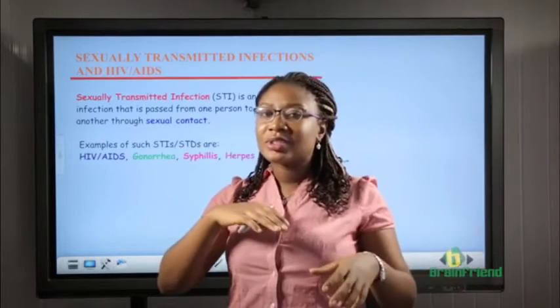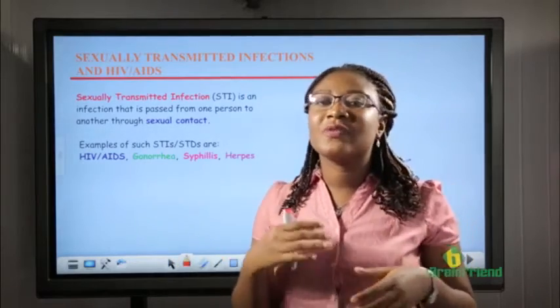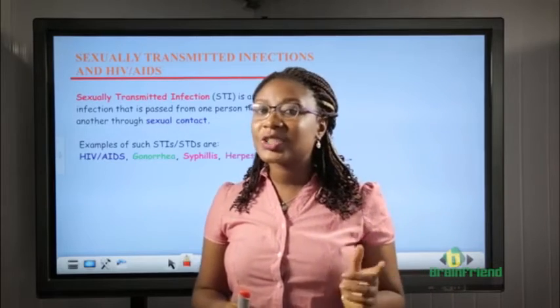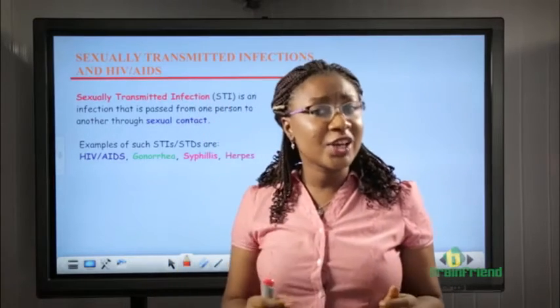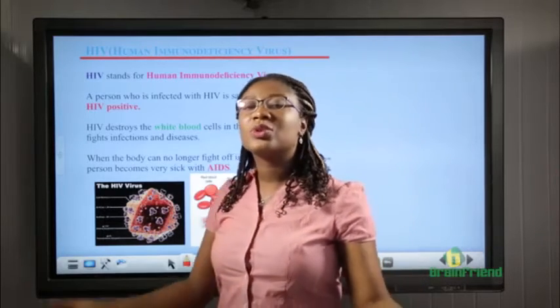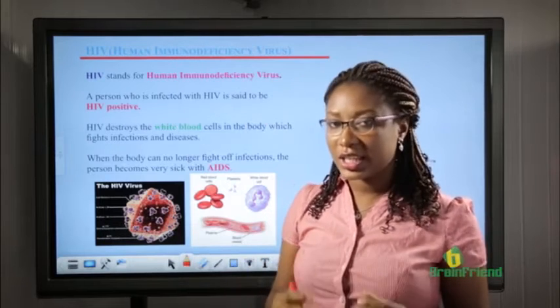Now, during this period, some adolescents would like to involve themselves in sexual activities. But we should note that there are sexually transmitted diseases and infections, which we should take note of. Sexually transmitted infections are infections that are passed from one person to another through sexual contact. Examples of such STIs are HIV/AIDS, gonorrhea, syphilis, and herpes. But in this class, we would look at HIV and AIDS.